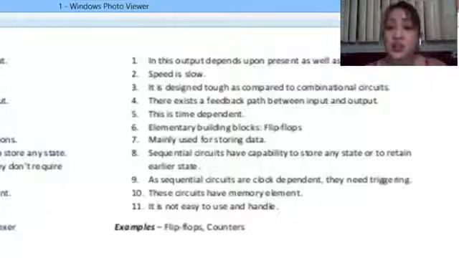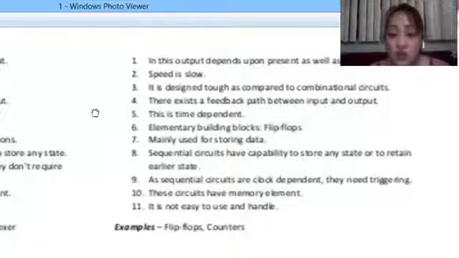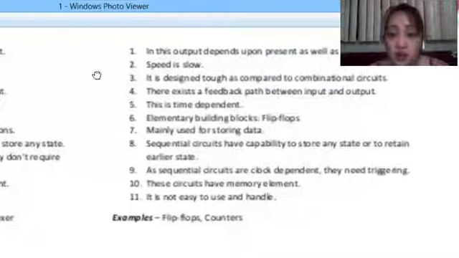Sequential circuits are clock dependent. They need triggering. These circuits have memory elements and it is not easy to use and handle. So the examples are the flip-flops and counters.